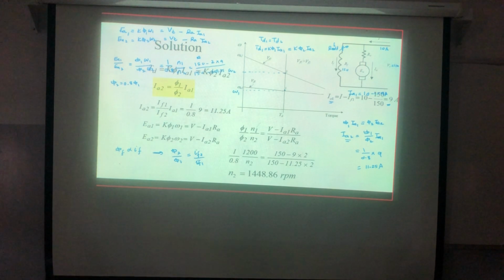Correct? So I need to calculate IF2, and IF2 will equal to what? 0.8 multiplied by IF1, and IF1 is 1 if we do the math. So IF2 equal to 0.8. So if I need to calculate the field current here, IF is nothing more than what? VF over RF total.